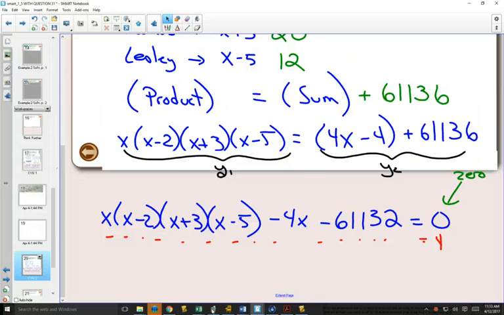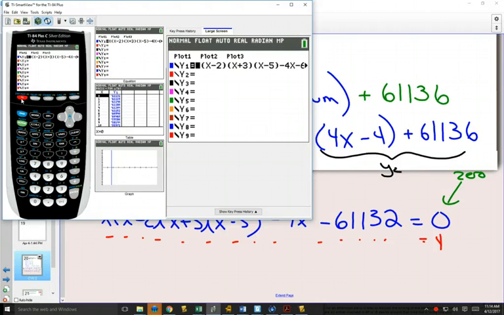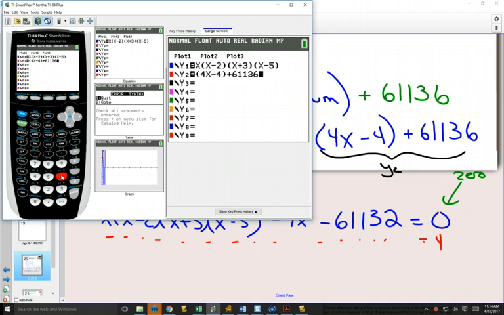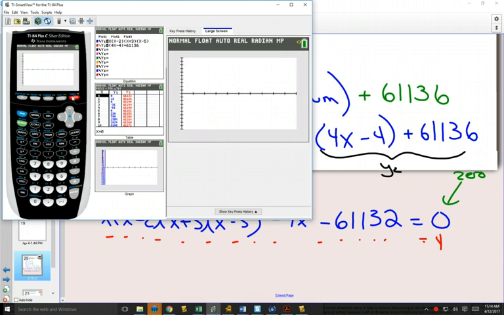So I'm going to go back to my calculator. I'm going to go to y equals. In y1, I just need to delete this extra stuff. And in y2, you could simplify it, but you wouldn't even have to. The calculator will do that for you. So if I write it exactly as it is, 61,136, and then hit graph, it's going to draw two graphs. Mine are color-coded, one in blue, one in red.